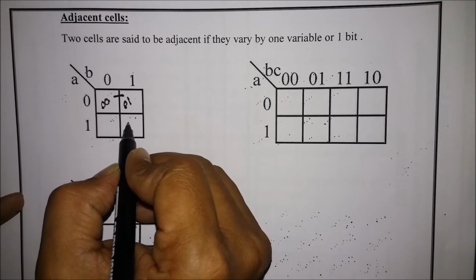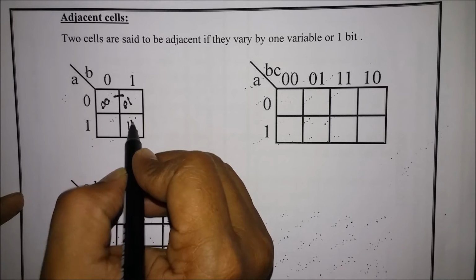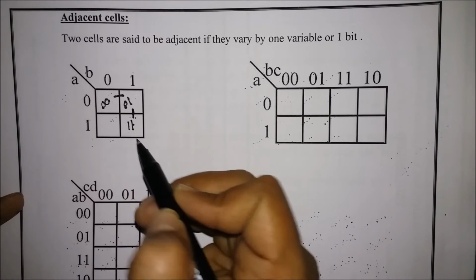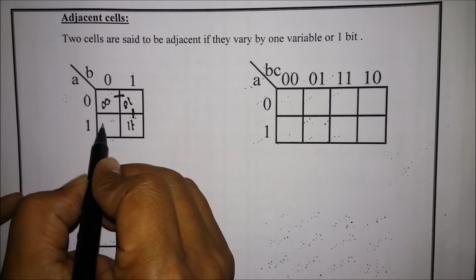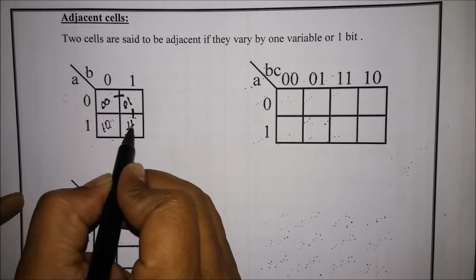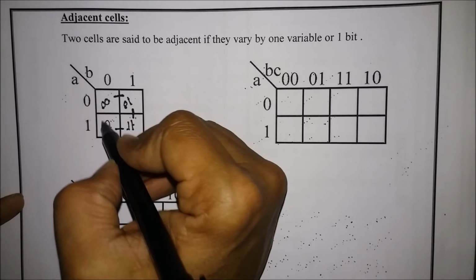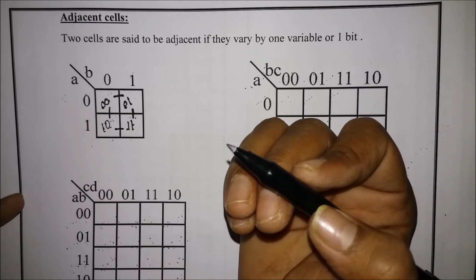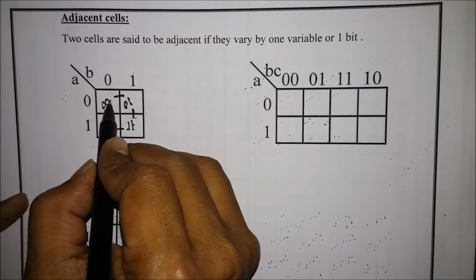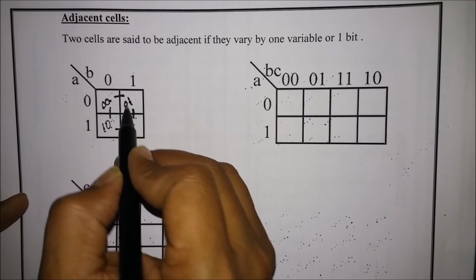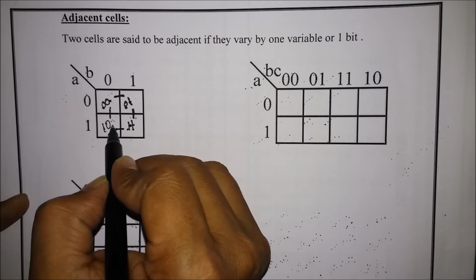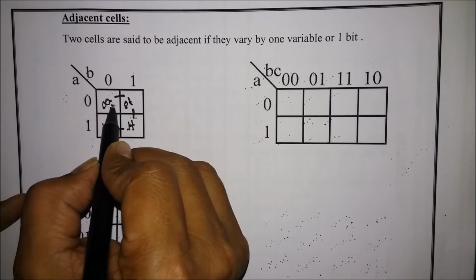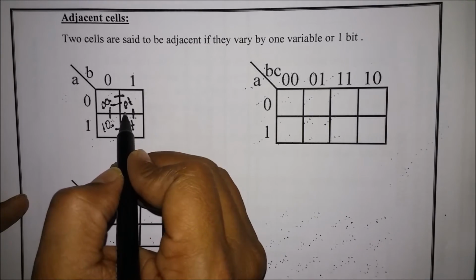Again, now this cell is 11. So 1 is as it is, 0 is changing. So 1 bit change, these two are adjacent cells. Again here it is 10, 1 is as it is, 0 change. So these two are adjacent, and from these two, only one bit change. So these two are adjacent. Means if first and second is adjacent, second and third is adjacent, and third and fourth is adjacent, I can say these 4 cells are adjacent cells.